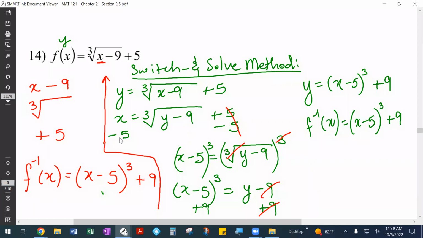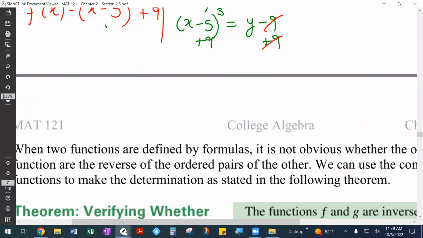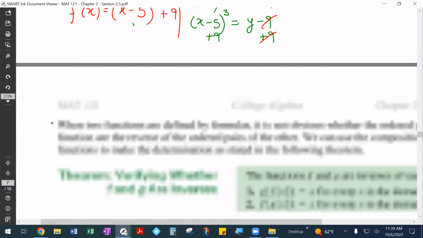The first example that we did today with the rational function, obviously we want to use switch and solve for that guy, but for some of these other ones, the shortcut method should work. So like I said, use whatever you are comfortable with. And both of those will work for you.